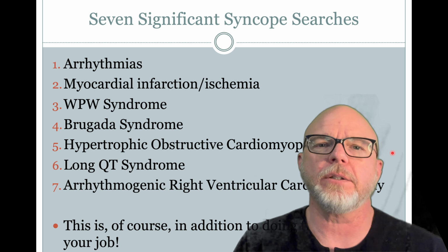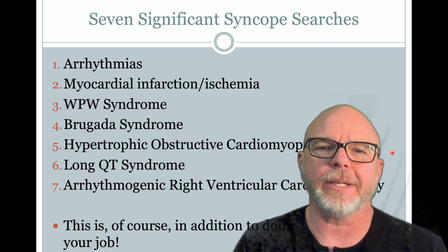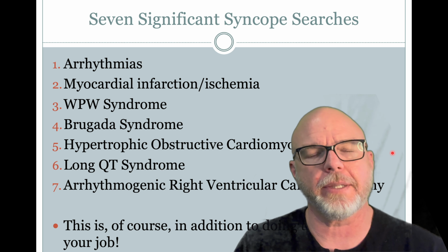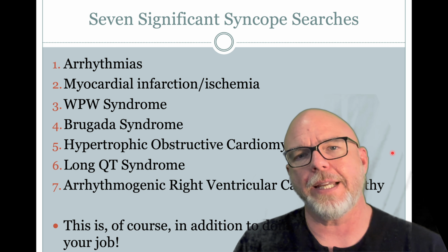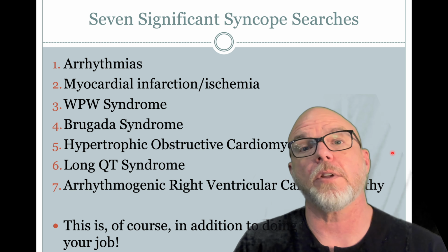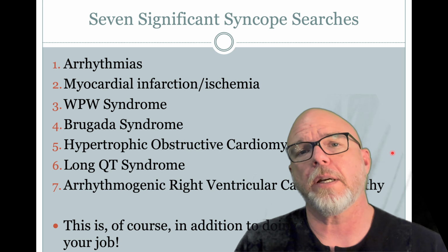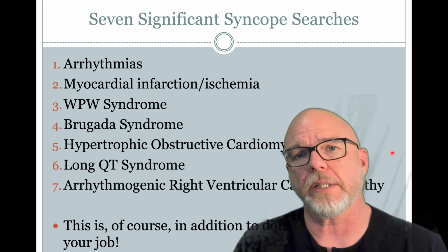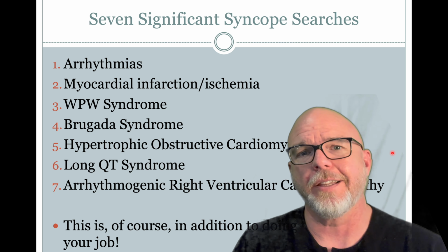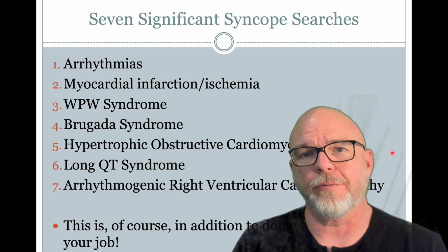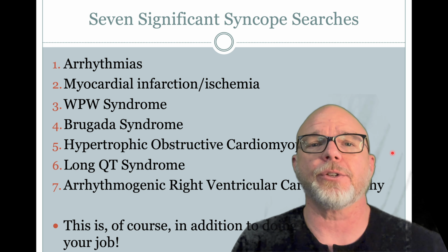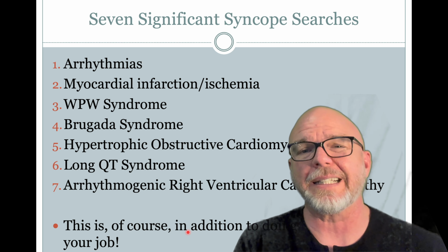Wolff-Parkinson-White, we need to look for. Brugada syndrome with the big diagonal line. Hypertrophic obstructive cardiomyopathy, HOCM, with the narrow, sharp, dagger-like Q waves in the lateral leads. Long QT syndrome with a QTC greater than 500, and arrhythmogenic right ventricular cardiomyopathy with the epsilon wave and inverted T waves. Hopefully most of those stand out as something concerning, something a little bit abnormal on an EKG.